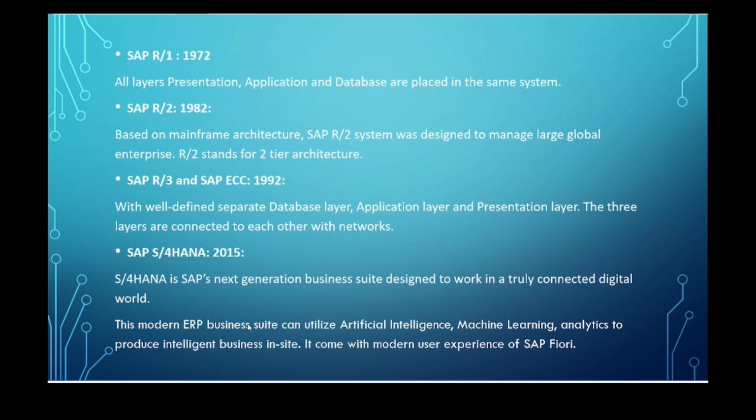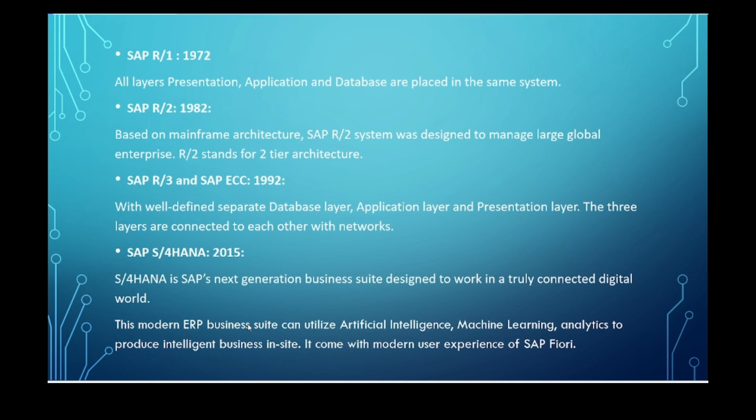So in 1992, the ECC line came with the R3 version, with a well defined separate database layer, application layer, and presentation layer. These three layers are connected to each other through networks. The presentation layer will be in one system, the application layer in another system, and the database layer in another. In R1, all three had to be in one system for it to work. But in R3, there is no need for these three layers to be in one system. They can be maintained on different servers, and we can connect all three layers through the internet. This they developed in ECC.